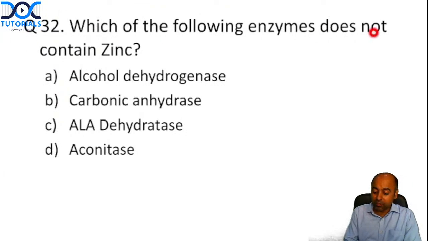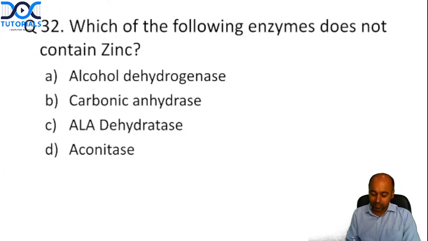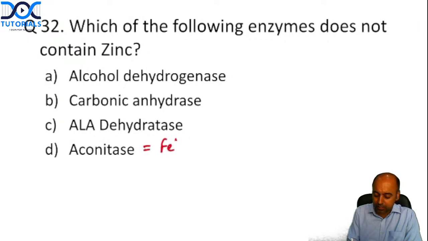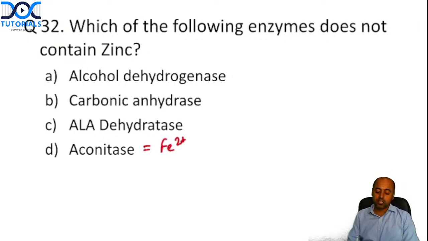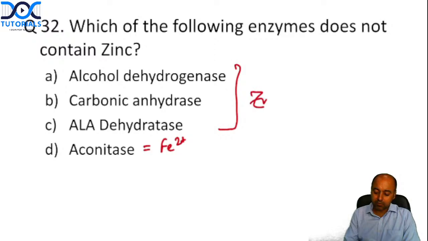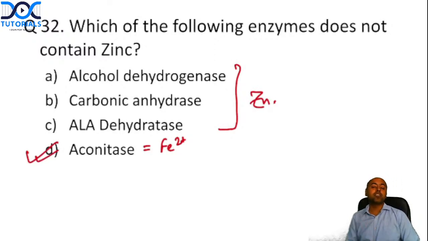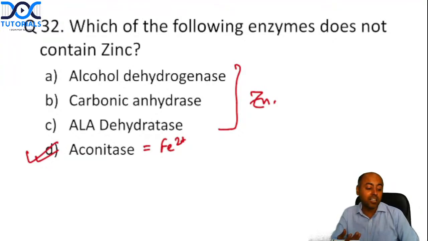Question 32. Which of the following enzymes does not contain zinc? So here you have to remember aconitase will contain iron. It doesn't contain zinc. All the other three enzymes contain zinc. So the answer is aconitase. Aconitase, an enzyme of the Krebs cycle, contains iron. It doesn't contain zinc. The other three contain zinc.